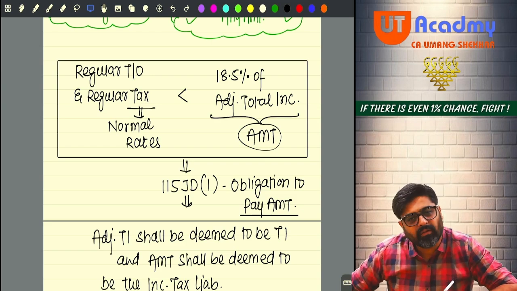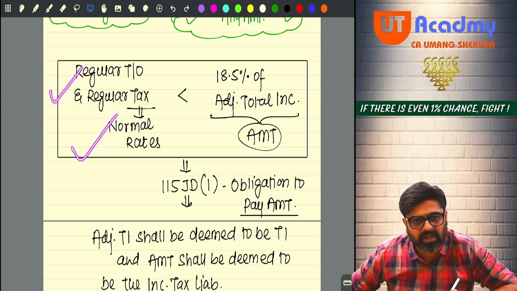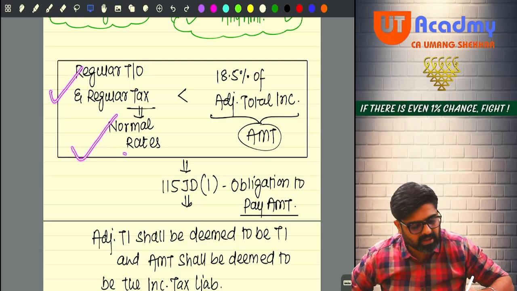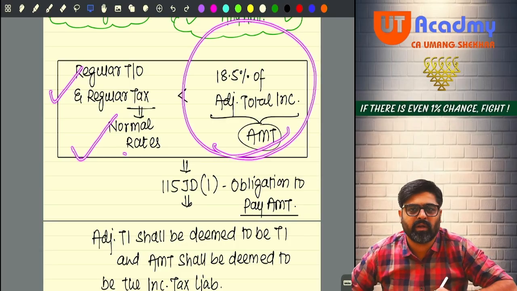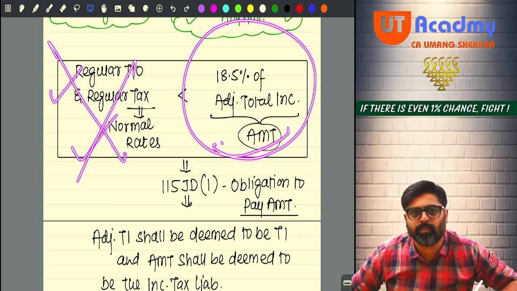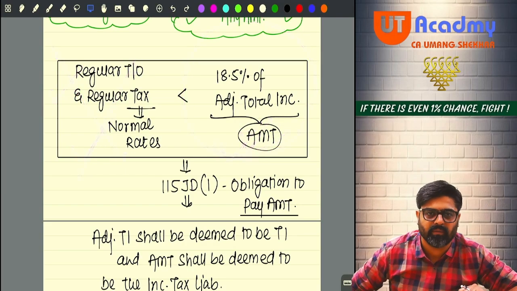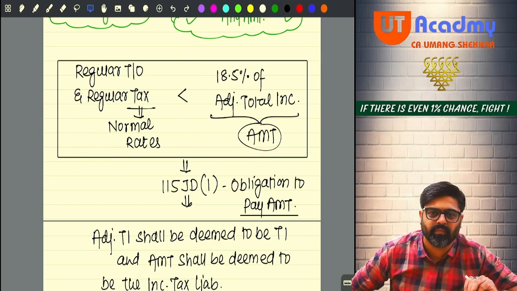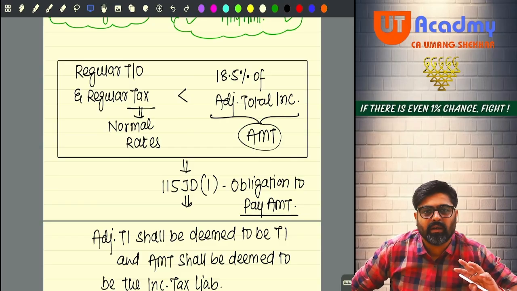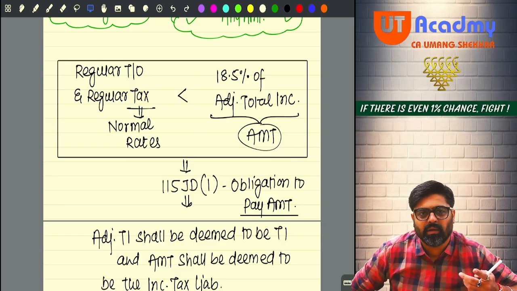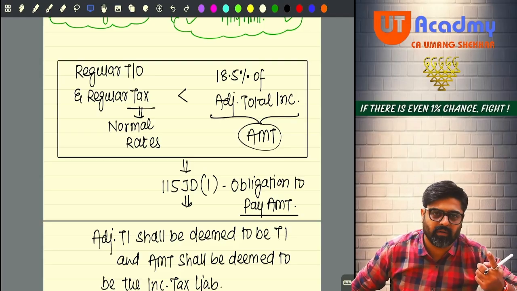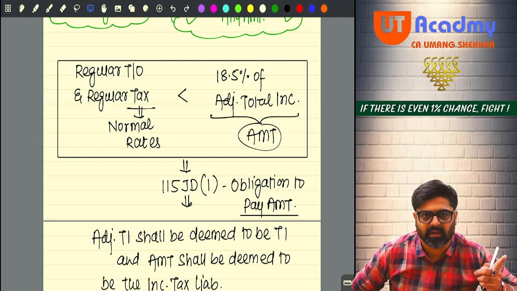See, if you are having this much regular total income and this much regular tax, if this tax is lower than this amount, no, we will not accept this tax. At least pay this much amount of tax to the government. At least pay this much. Now see, government has a different intention. Okay, government is saying, whatever the government is saying, that is correct.